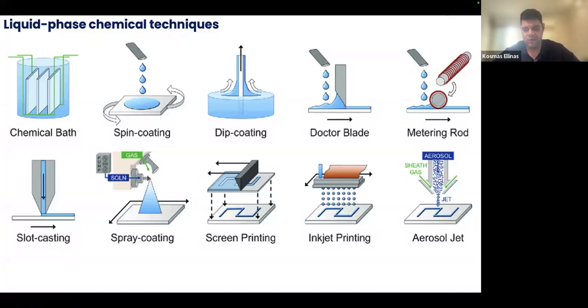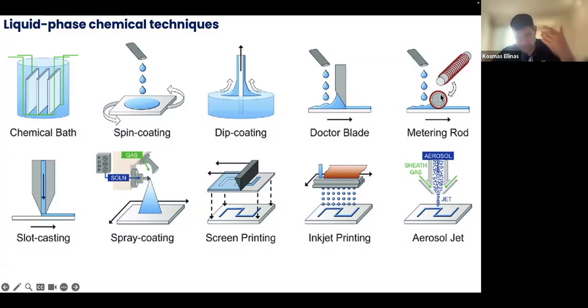And now we go to the liquid phase chemical techniques, which are really the most easy to do techniques because they require less equipment and are easier and cheaper to produce, let's say, a type of material without using specific equipment. So we have electrochemistry, spin coating, dip coating by dipping specific substrates in solutions. We have doctor blades, which is you apply a solution and then you mechanically remove the excess of it.